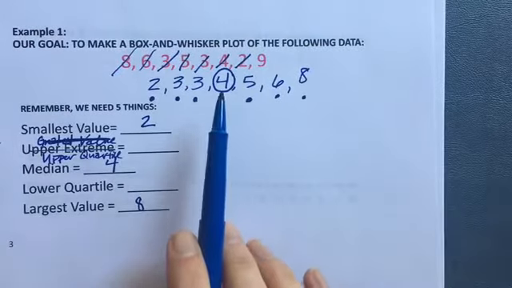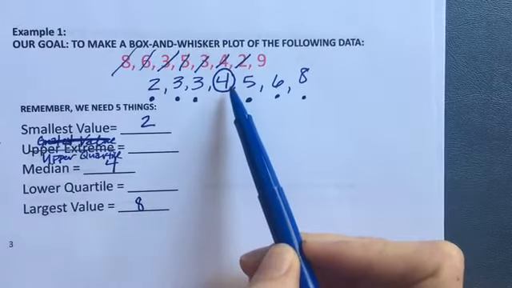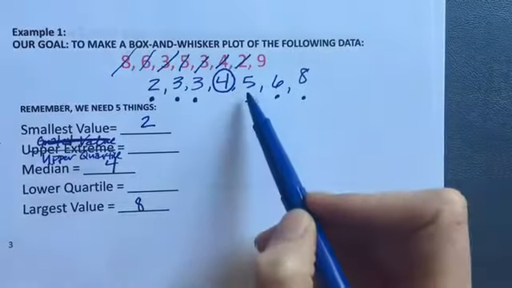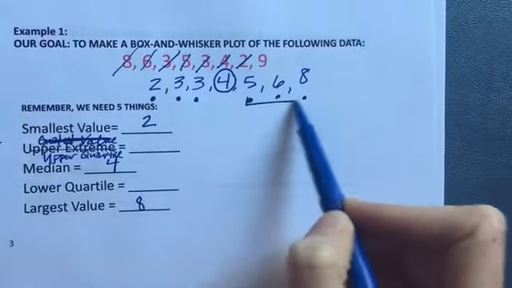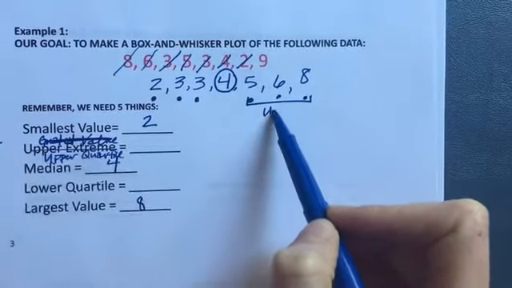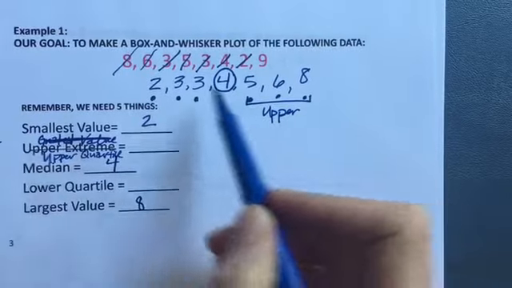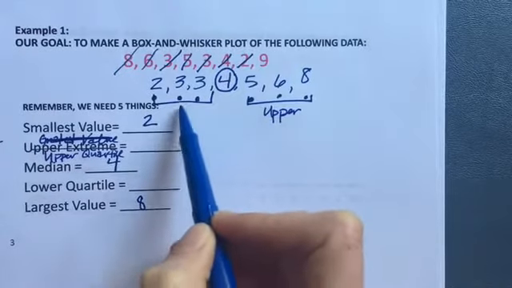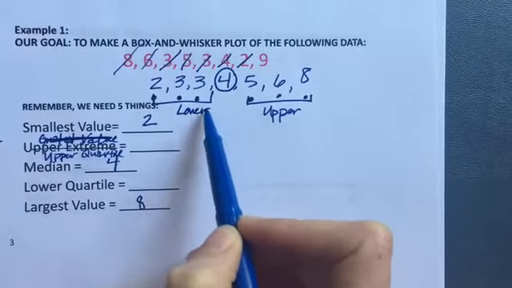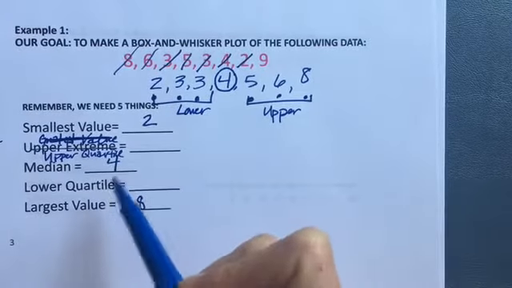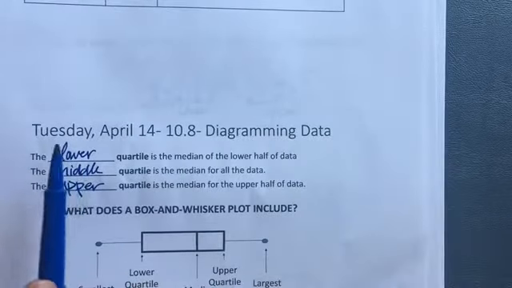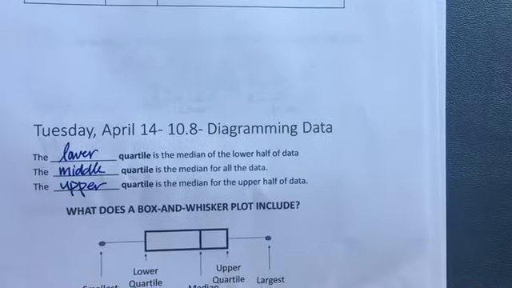Well, once you have found the median, and here because it's just one number, we didn't have to average two numbers, we take the numbers to the right of it, and those are the upper set of data. And the numbers to the left of it, or the lower numbers, this is the lower half of data. Now our answer to lower quartile is not 2, 3, and 3. Let's just use the definition: lower quartile is the median of the lower half of data.